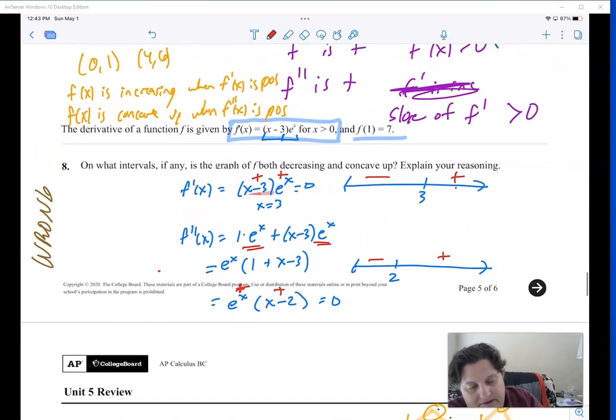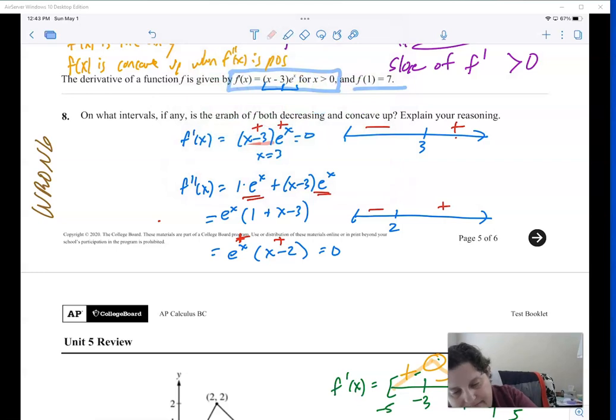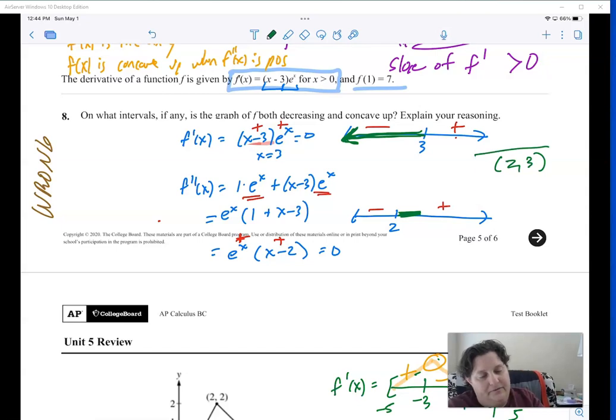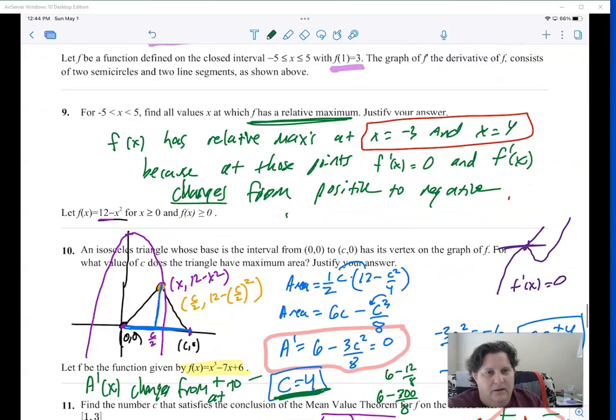So this is now asking me for decreasing, which is anything less than 3. Decreasing is anything less than 3. But concave up is positive, which is just going to be anything bigger than negative 2. So it's basically going to be x is between negative 2 and 3. And then to explain your reasoning, f prime is negative and f double prime is positive. Okay, so my bad on that one.